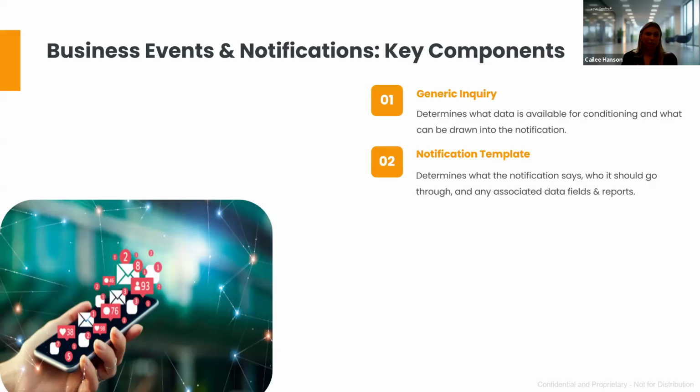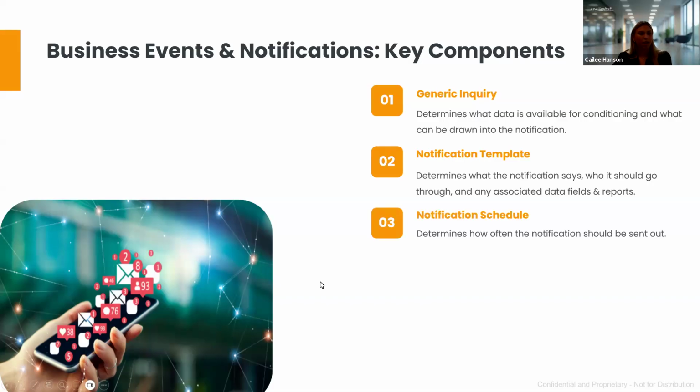The next component is a notification template. That's what you would assume, similar to an email template, a text template, whatever the case may be. That's what the message says and who it should go to. If you're pulling in dynamic data fields, dynamic reports, maybe you're attaching something like an invoice to a customer, the notification template is where that's housed. Anytime these notifications are sent out, it's going to pull from that template. And again, that template could contain dynamic data, so it's updating based off of what's on that specific record, for example.